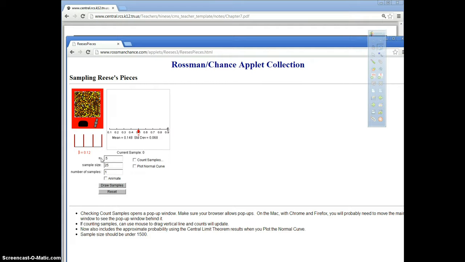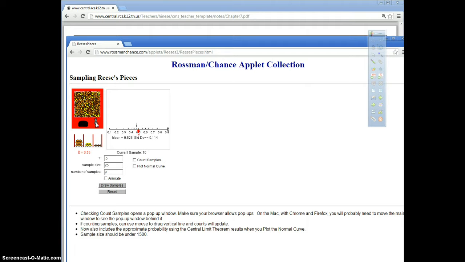So what's going to happen when I take one sample is it draws a sample from my machine of Reese's Pieces, and then it calculates p hat, which is the proportion of orange Reese's Pieces. Our p hat here is 0.48, and it graphs this p hat value on this distribution. So then let's take 9 more samples.